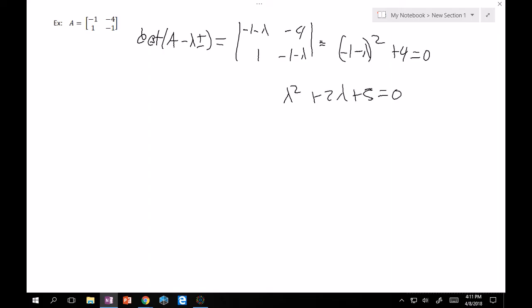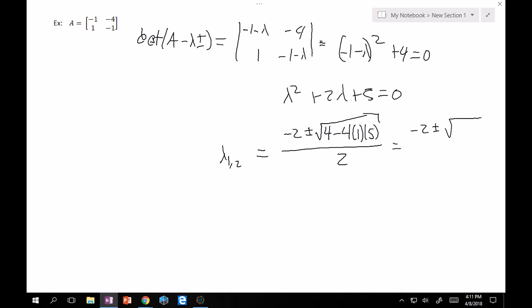And then use the quadratic formula. So this is negative b plus or minus the square root of b squared minus 4ac, over 2a. So this is minus 2 plus or minus the square root of 4 minus 4 times a, which is 1, times c, which is 5, divided by 2. And that will give you your lambda 1 and 2. So this is really minus 2 plus or minus the square root of 4 minus 20, which is minus 16, over 2, which is really minus 2 plus or minus 4i, where i is root negative 1, over 2. Which means that our eigenvalues are minus 1 plus or minus 2i.